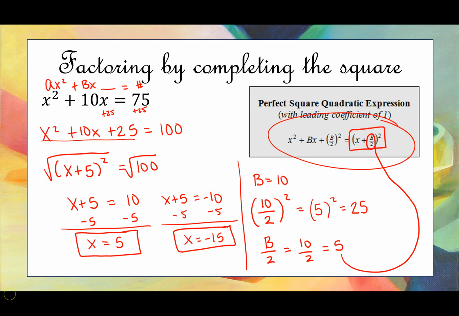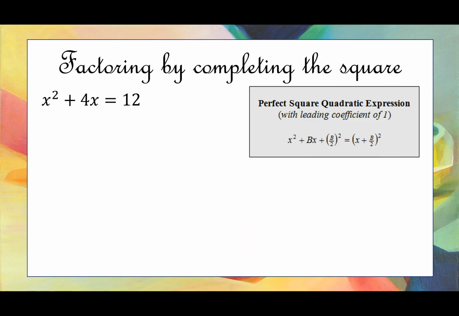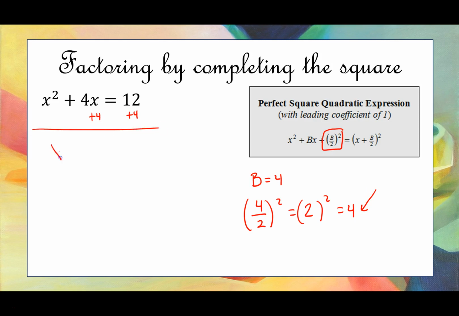All right, on this next problem, we're going to do the same thing. I'm going to identify my b as 4. And I checked that there wasn't a plus c here, so that step's already done. Now I have to find my b over 2 squared. So that's going to be 4 divided by 2 squared, which is 2 squared, which gives me 4. So I have to take this 4 and add it to both sides. So that's going to give me x squared plus 4x plus 4 equals 16.